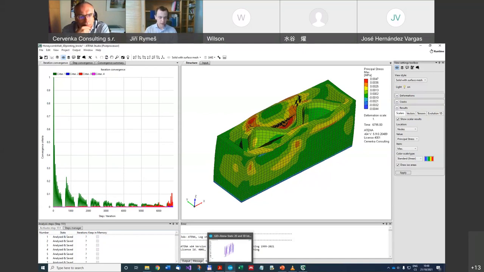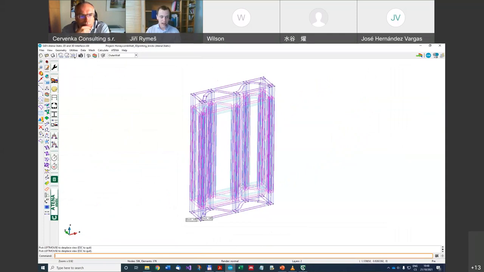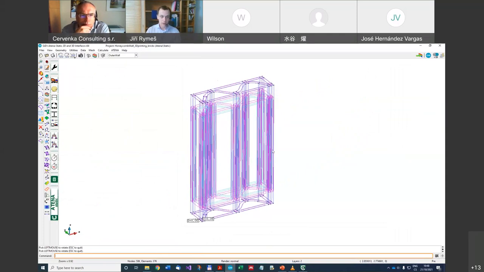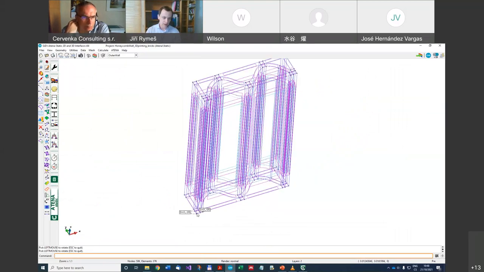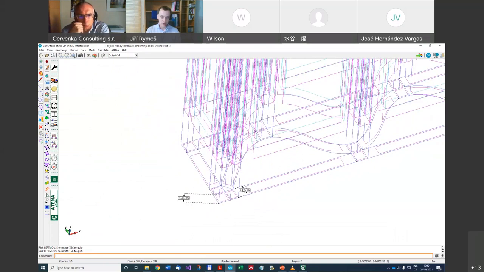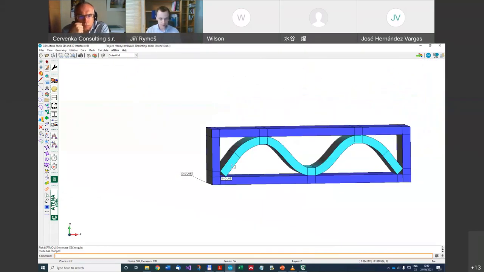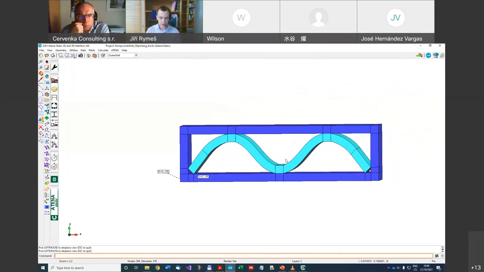Maybe I can open this model also in the GID preprocessor. Here you can see that the height was meant to be much higher. Probably it is like 2 meters in height, and 5 centimeters, as you can see here, is the thickness of the wall, and also the thickness of the internal stiffener. It can be seen in here.